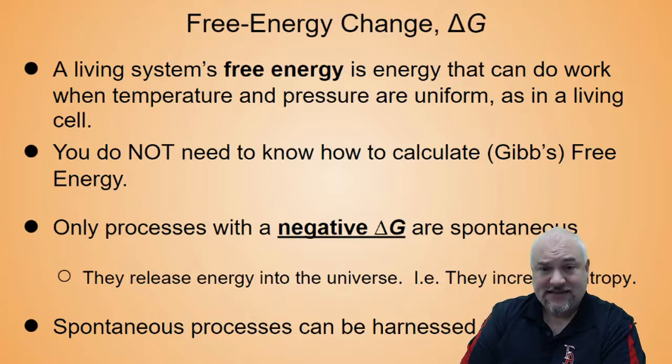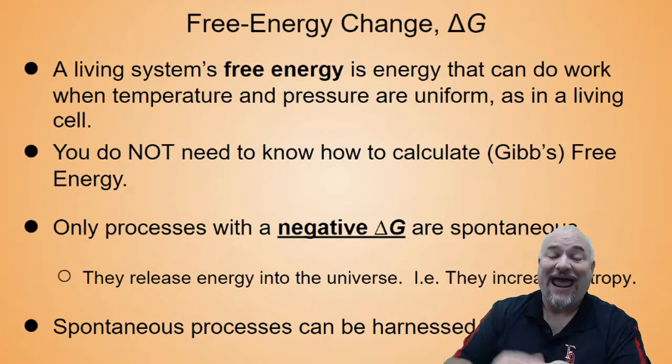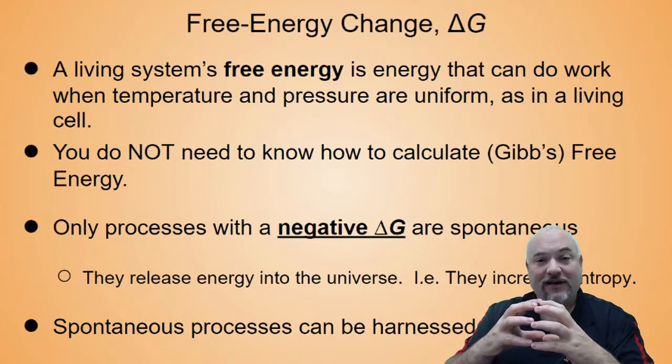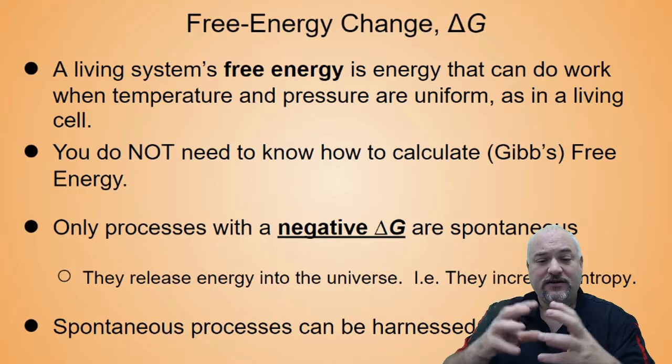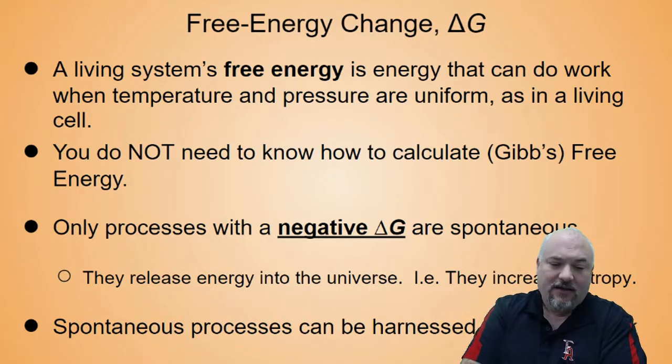But you should know the concept of energy and know the difference between a negative and positive change in G, or free energy. Only processes with a negative change in G are spontaneous, meaning they give off energy. Negative means you're giving off energy. A positive change in G means you needed to add energy to get that reaction to go, to get those things to bind. Whereas if bonds are being broken, generally you're going to release energy. You're going to have a negative G. So they increase entropy. And if we can harness energy in those spontaneous processes, we can do work with that. And that's what living systems are all about.